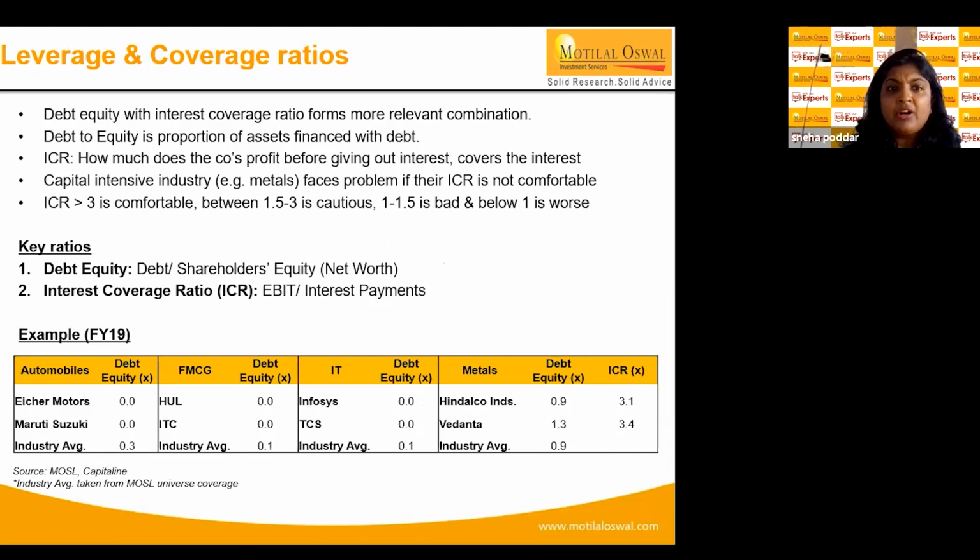Then we have leverage and coverage ratios. Here the two most important ratios are debt equity and the interest coverage ratio. Now debt equity is nothing but debt by the net worth of the company.